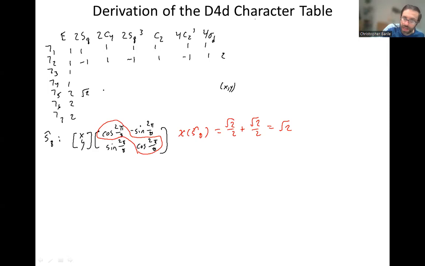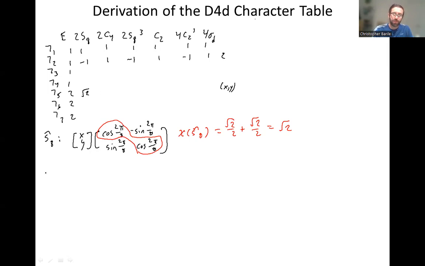And so this is not an imaginary character. Some character tables have imaginary characters. This is not an integer character. Okay, it's root 2. So you can have any value you need to have to satisfy the math for characters. It doesn't have to be integers.